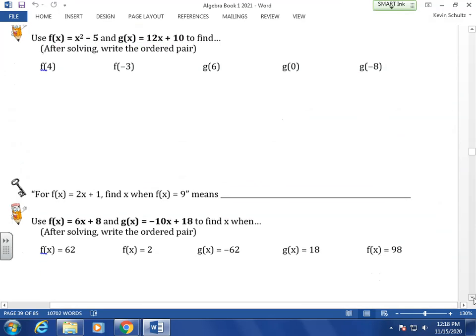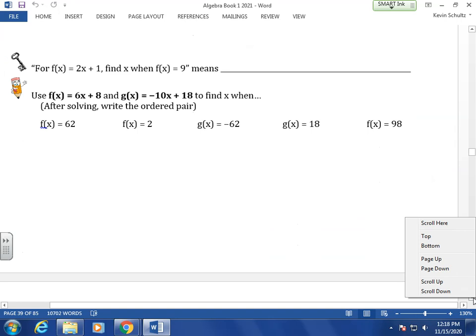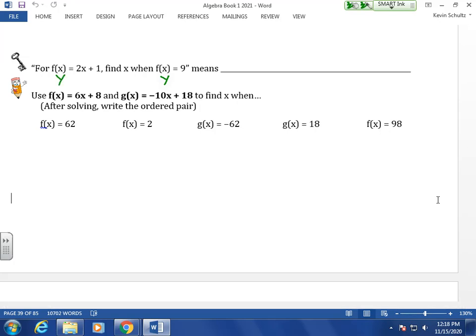You'll know that when you're solving for x, because the other way that you'll see this says: for f of x equals 2x plus 1, find x when f of x equals 9. Now remember, this f of x is really just a way to write y. So what this is really saying is, for y equals 2x plus 1, find x when y equals 9. Essentially, it means find x when y, that f of x, equals 9.